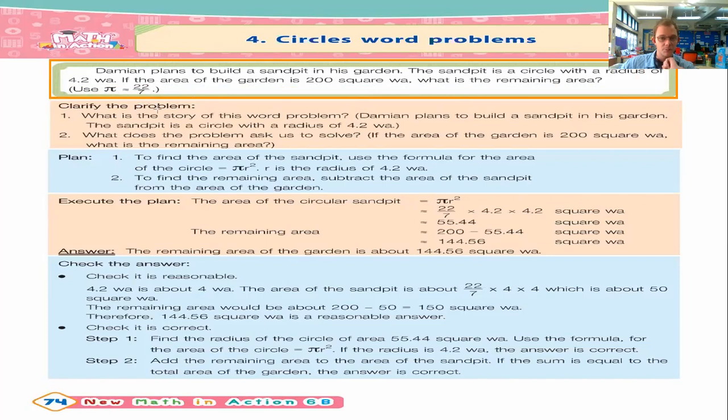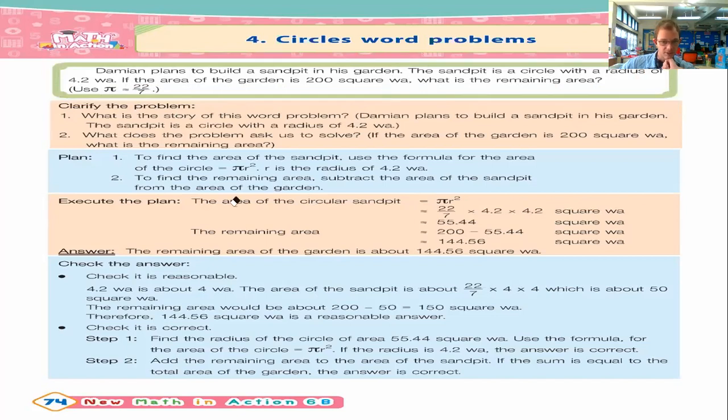Damien plans to build a sandpit in his garden. The sandpit is a circle with a radius of 4.2 wa. If the area of the garden is 200 square wa, what is the remaining area? So they say the sandpit is a circle with a radius of 4.2 wa.